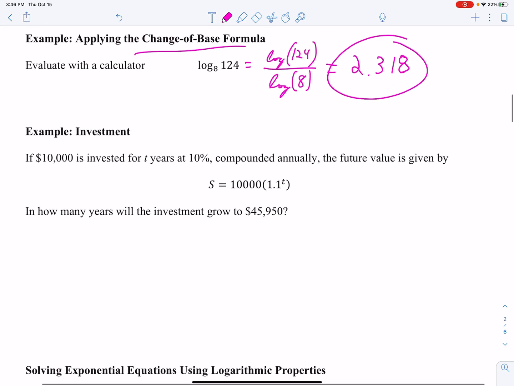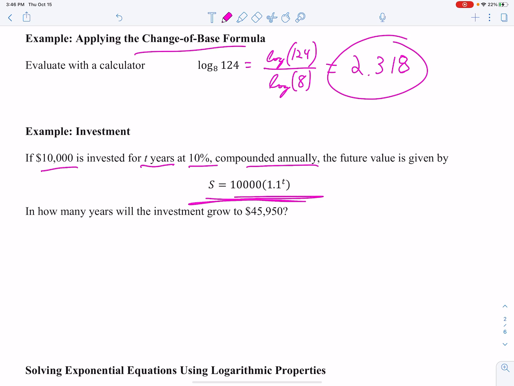Okay, so here's another example. Investments. If $10,000 is invested for T years at 10% compounded annually, the future value is given by this equation here. They're being nice, giving you the equation. But they want to know in how many years the investment will grow to 45,950. In other words, they want us to find T.